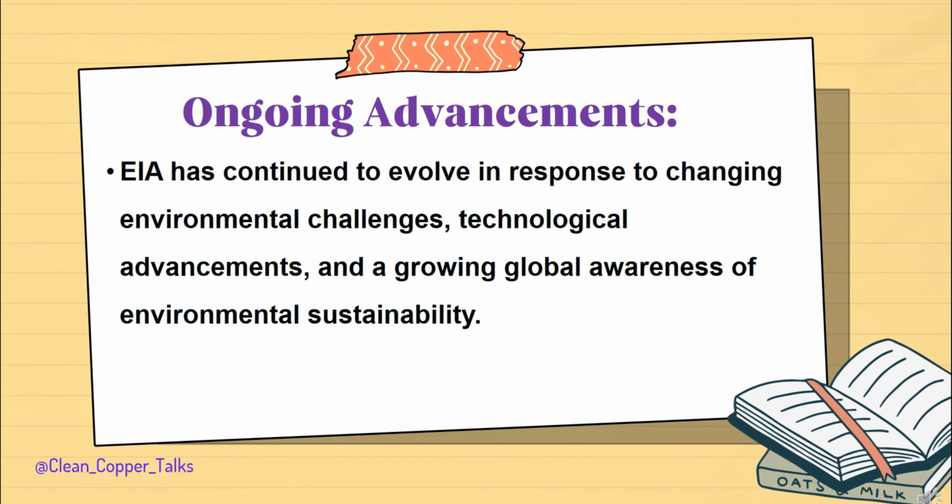As for ongoing advances, EIA has continued to evolve in response to changing environmental challenges, technical advancements, and a growing global awareness of environmental sustainability. Throughout these years, the rules and regulations pertaining to EIA have evolved with respect to time, with respect to technological advancement, and awareness about environmental sustainability.